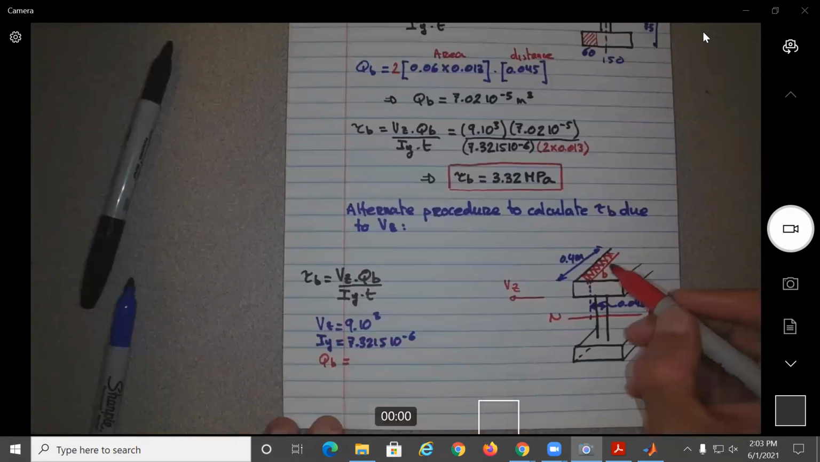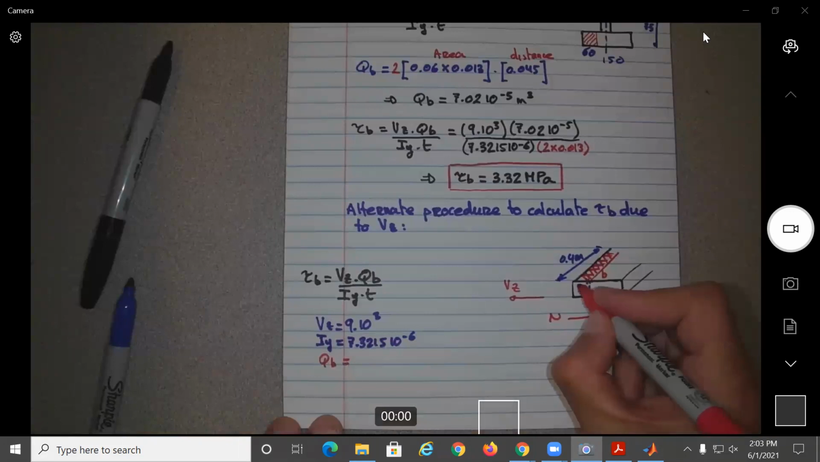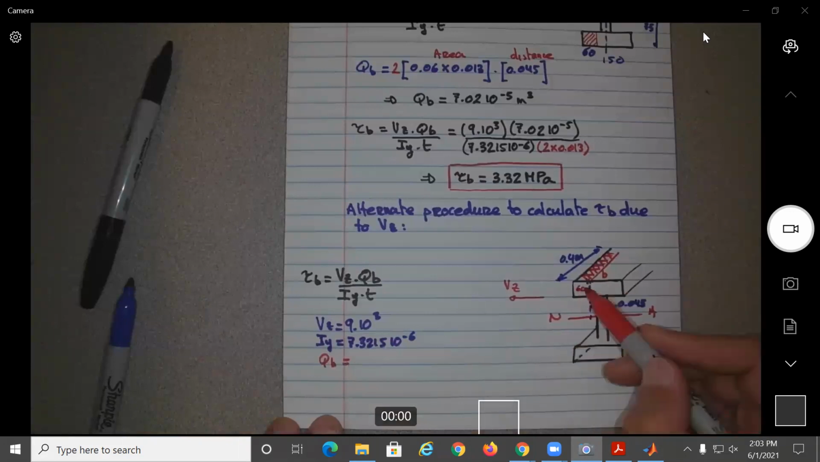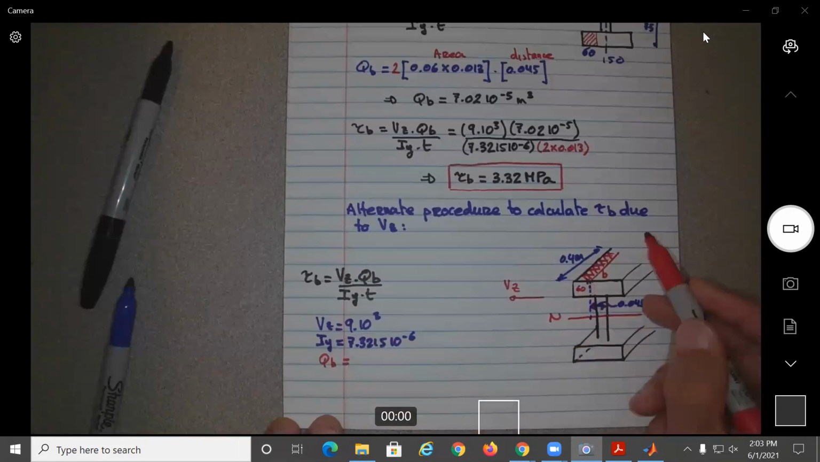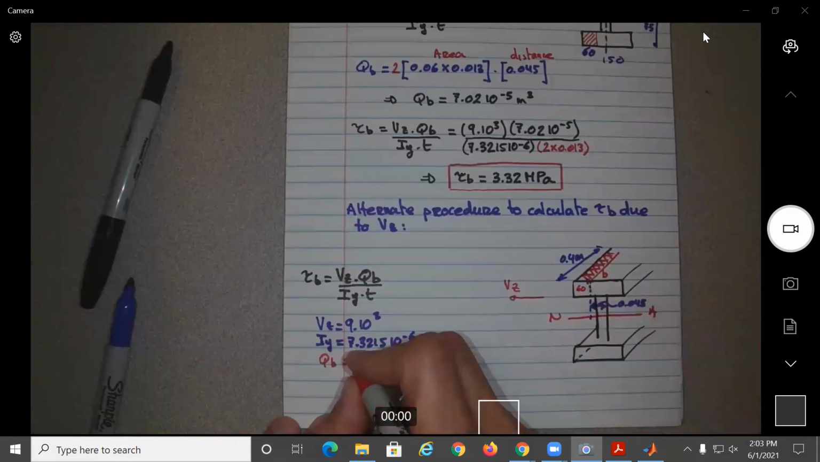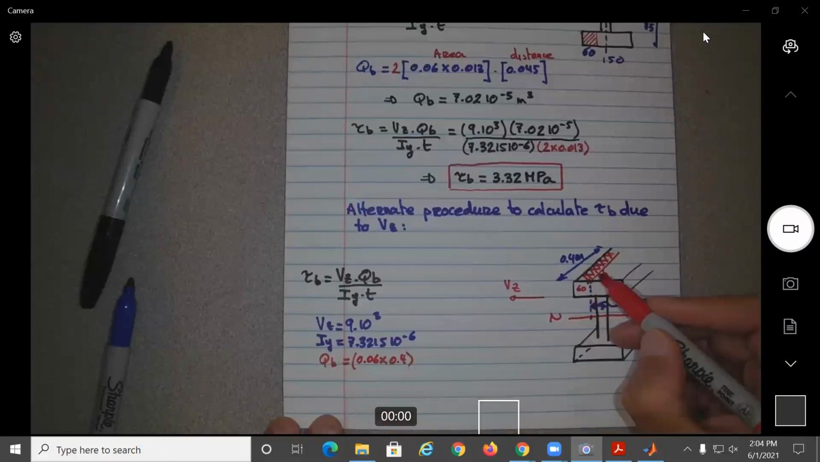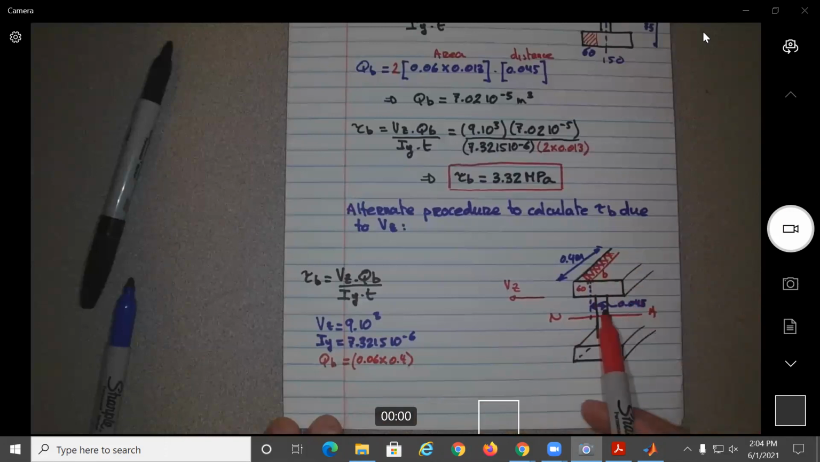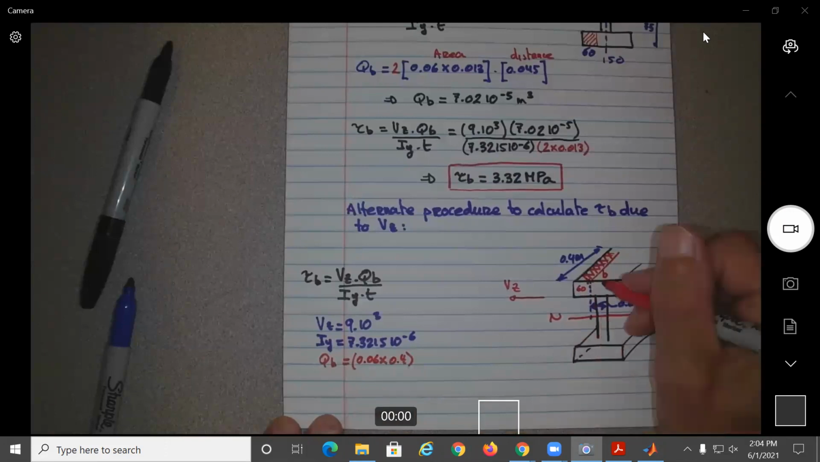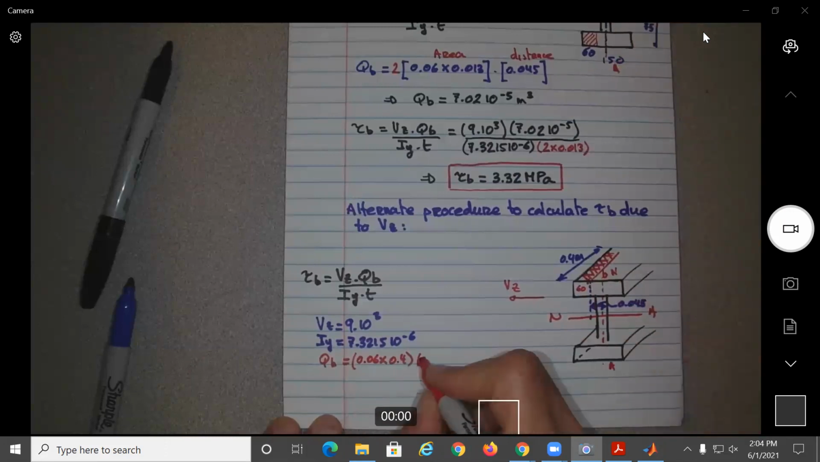So if we look from the top, what would this area be equal to? This would be 60 millimeters times the 0.4, no? So this will be 0.06 times 0.4, so this area over here. And now the distance should be the same one, which is the distance from the center of the neutral axis. So if you want this neutral axis this way in this case, it is 0.045.